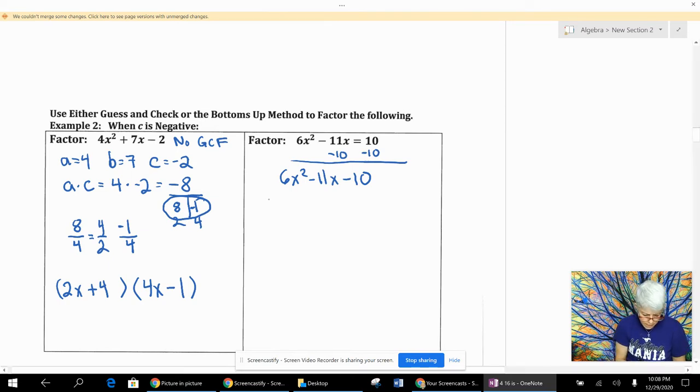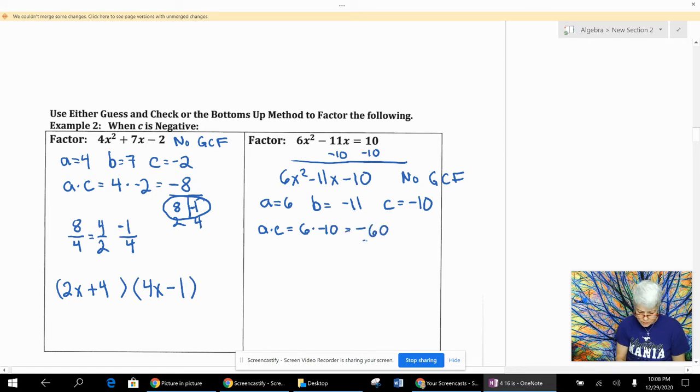Okay, so A is 6, B is a negative 11, C is a negative 10. There is no greatest common factor, no GCF. All right, so let's see. A times C is 6 times negative 10, which is a negative 60.